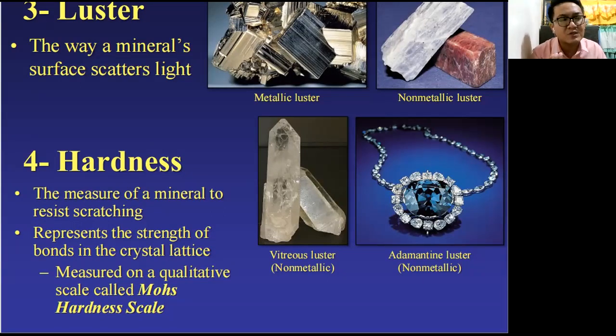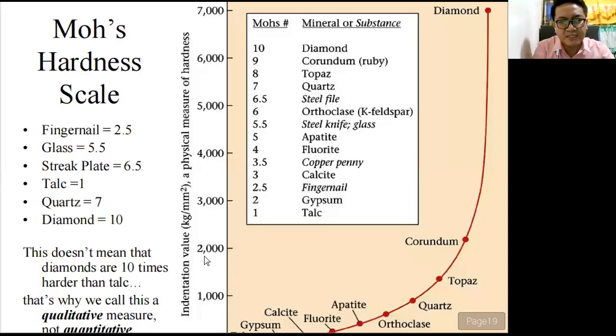Tapos yung nasa range 9 to 10, diamond. Yun yung medyo matigas talaga po. Matigas po talaga si mineral ng diamond. So yun po yung mga sample ni hardness, a physical property of mineral. Next, ayan po yung sample.